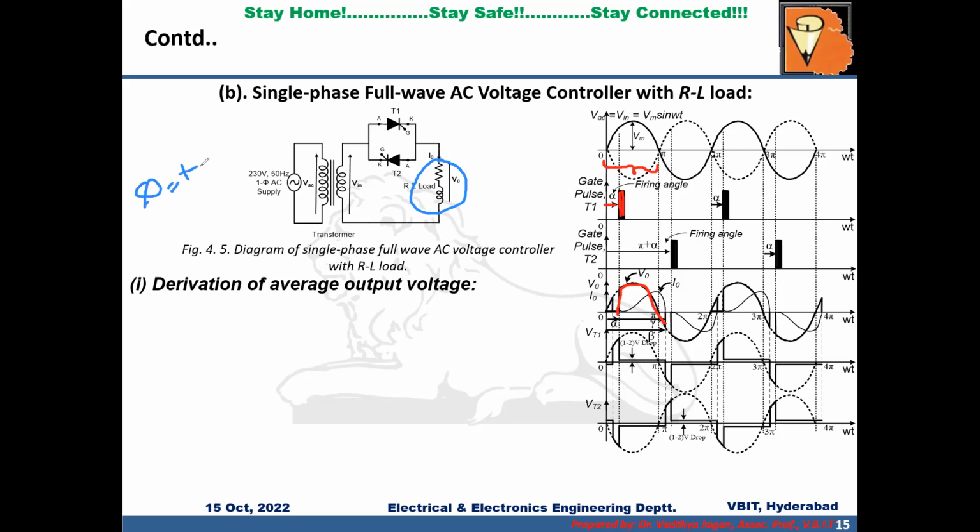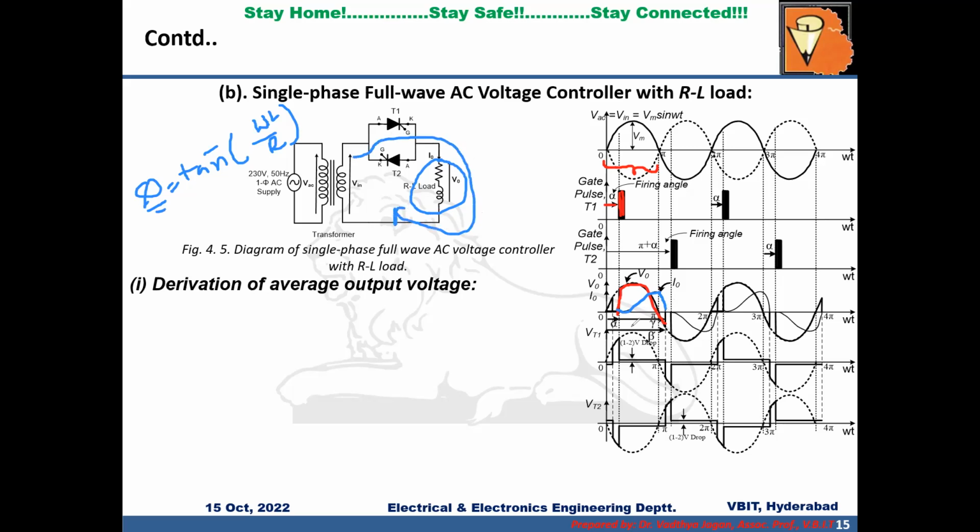Due to this inductor, the current will lag the voltage by angle phi, and phi is given by tan inverse of omega L by R. So depending upon the value of omega L and R, there is a lag in the current with respect to voltage. That is why you can see the current is lagging the voltage and it is charging the inductor during the positive half cycle, which is from alpha to pi. Thereafter, the inductor is discharging, right? Both charging and discharging are taking place through T1.